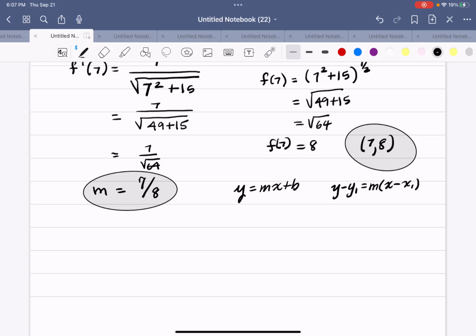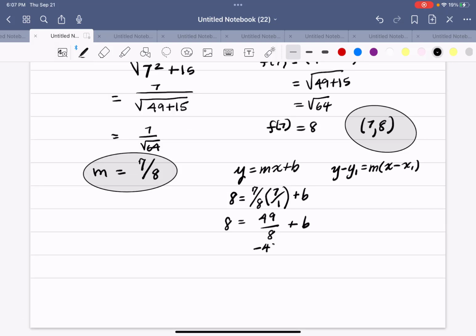I'm just going to substitute the y that I know is 8, the m that I know is 7/8, the x that I know is 7, and I'll go ahead and put that over a 1 to keep those numerators and denominators lined up, then plus b. So 8 is 49 over 8 plus b. And to get b by itself, I have to subtract 49 over 8 from both sides. So b is going to be 8 over 1 minus 49 over 8.